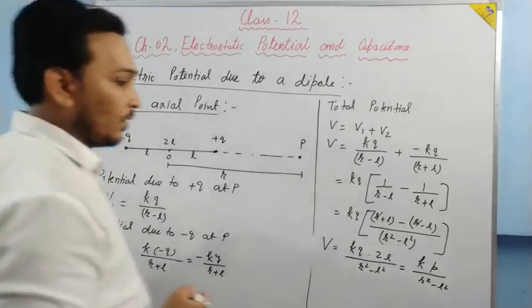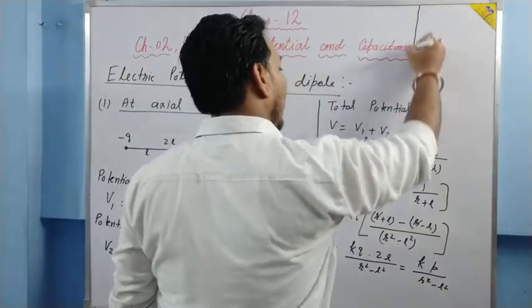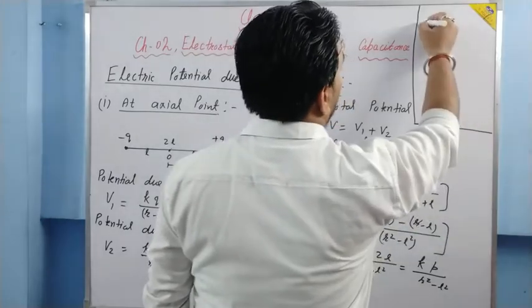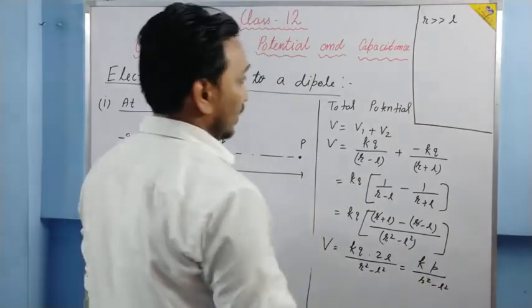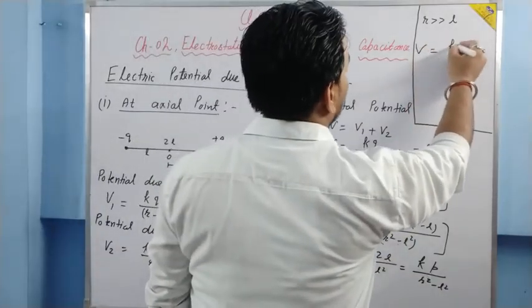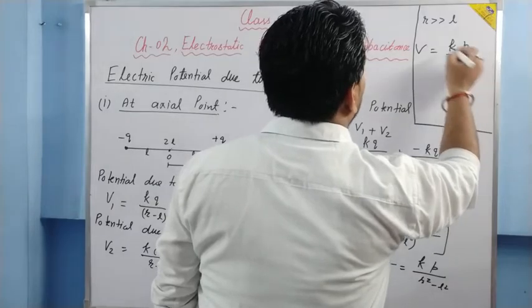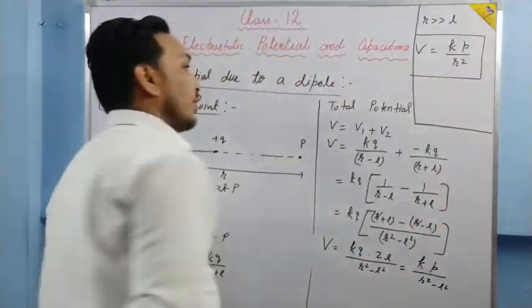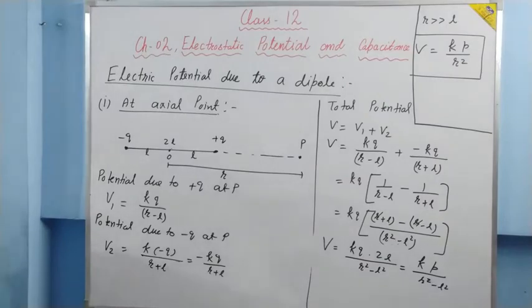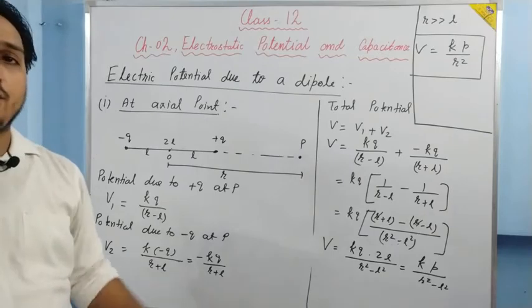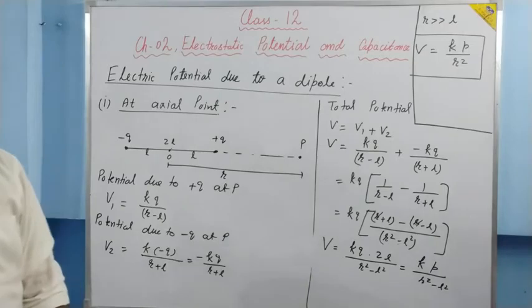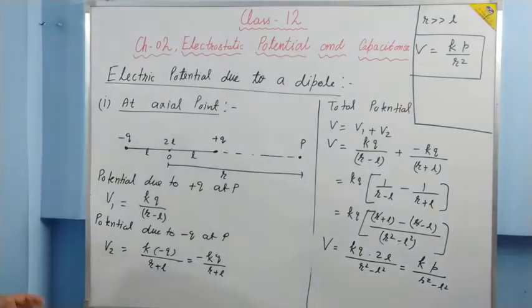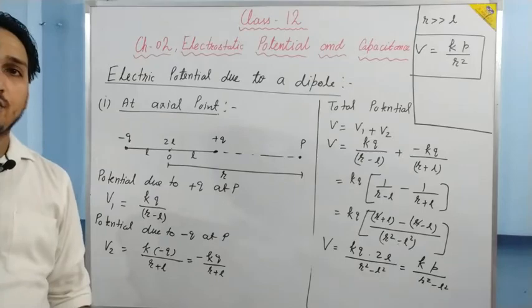Now I am going to apply a bit of approximation. We know that r is much greater than L, and in that case L will be neglected. Then potential due to a dipole is given by Kp upon r square. This is the value of potential due to a dipole at a distance r from its center. Is it clear? Now this is for the axial point. Now let us solve for the equatorial point.